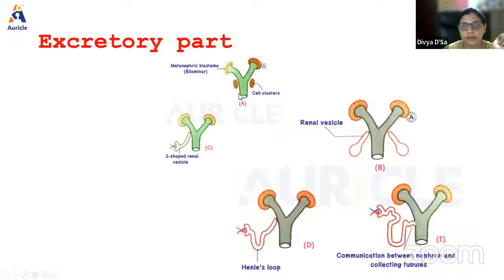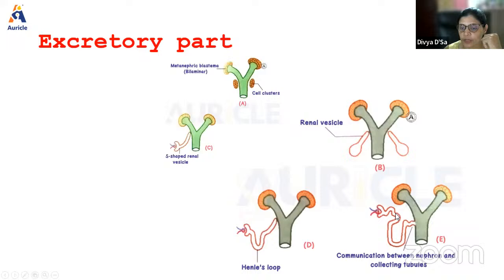Here this metanephric blastema first forms a vesicle, called the renal vesicle. Next, where it is a little bulging, it forms a cup-shaped renal vesicle. With further development it forms an S-shaped one where it forms the loop of Henle. Where that cup-shaped mass is formed, the blood vessels will infiltrate, which forms the efferent and afferent vessels, and this forms what we call the glomerulus.